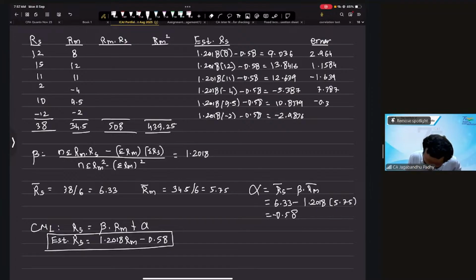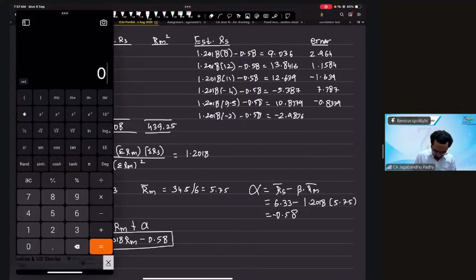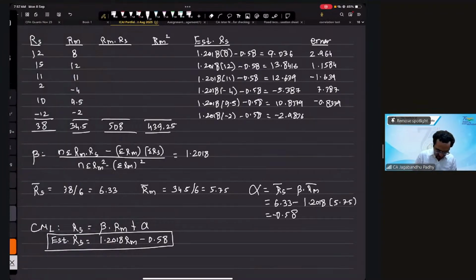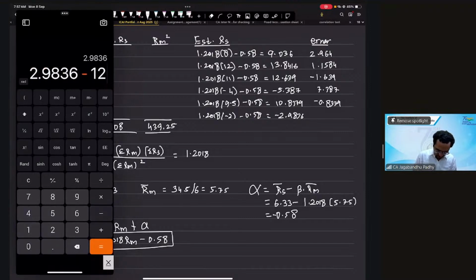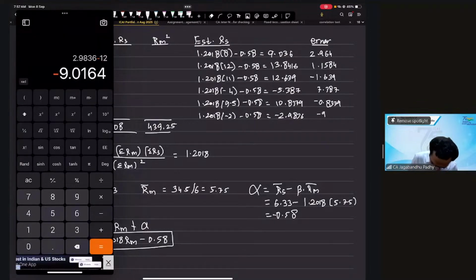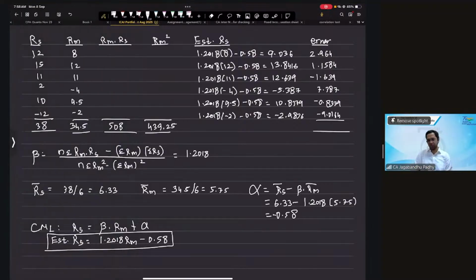Minus 0.8379. And how much is the error in the last one? 2.9836 minus 12, which is minus 9.0164. Can you just see what's the total of error?